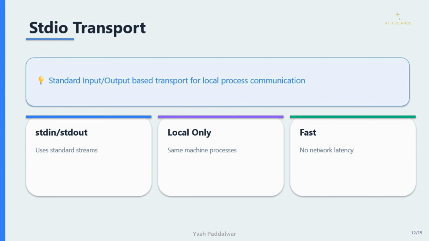Here there is no network overhead and this is very fast since there is no network latency. Also, to be very honest, it is the most secure one because here, since no network is involved, there is no risk of altering any messages in the middle. So that is why this is the secured one. So I hope this transport is clear.